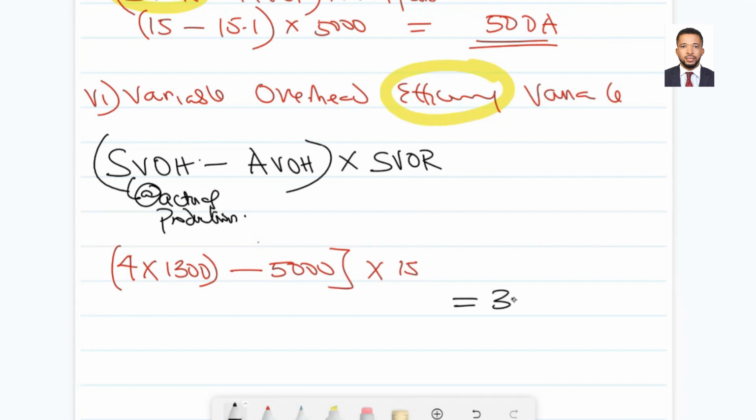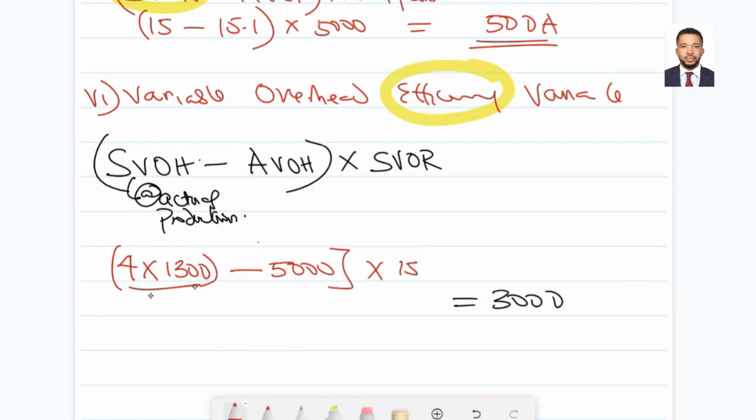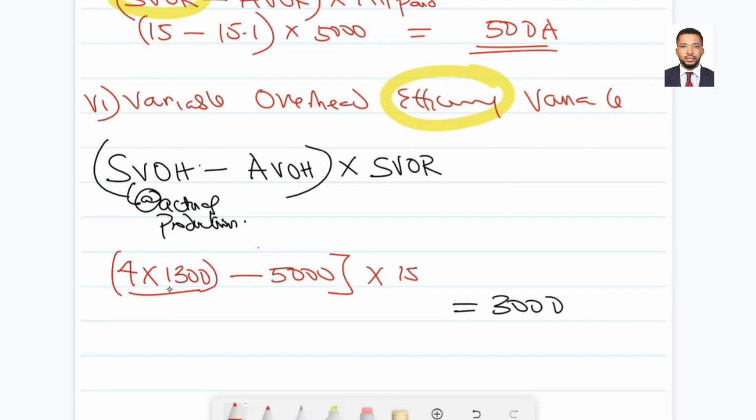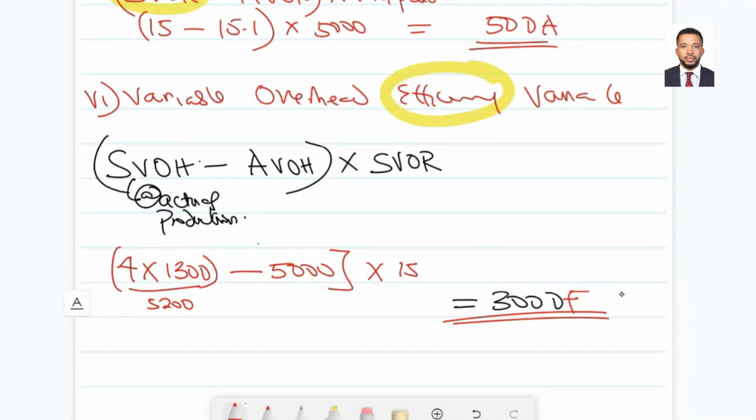So this is 3,000. How much is this figure? Favorable or adverse? Favorable. How much is this? 5,200. Is it favorable? It's favorable. No, 5,200 is what? We budgeted for 5,200. Yes, that's the standard cost. I budgeted to spend 5,200. I spent 5,000. It's favorable.